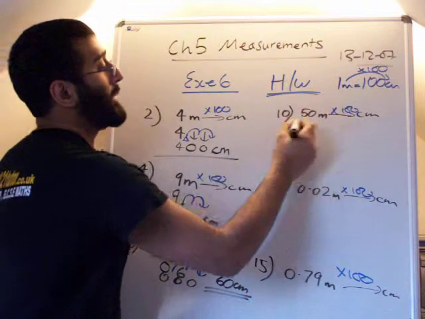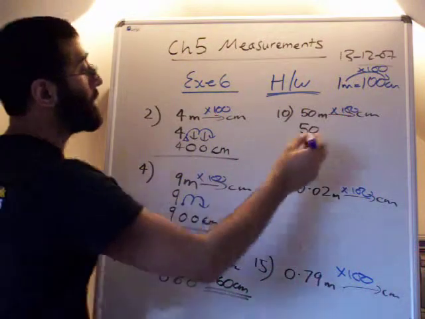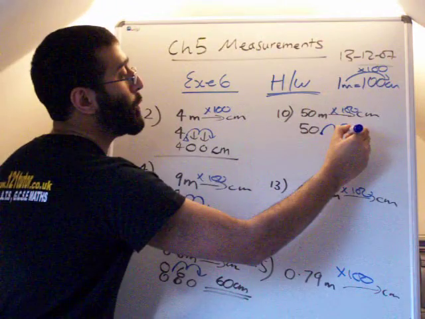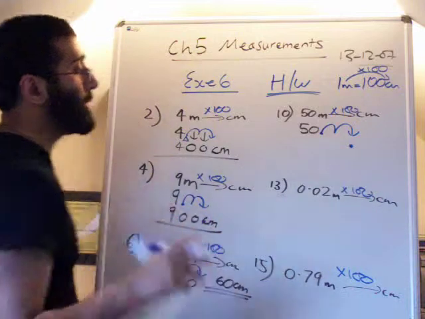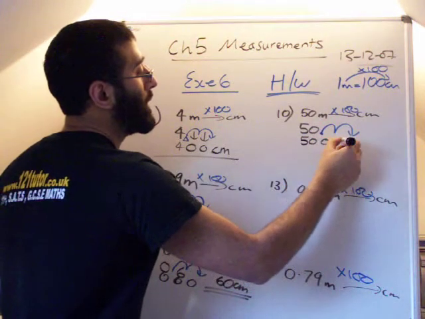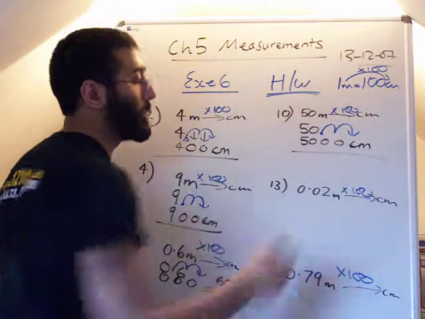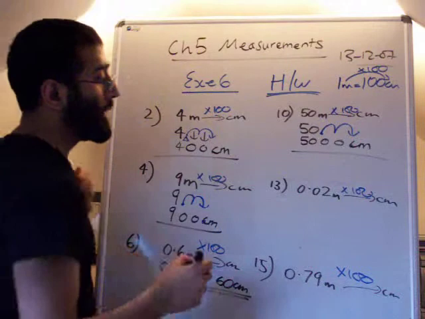50 meters, change into centimeters. Copy the 50 down, put the decimal point at the end of this whole number, move it 1, 2 places to the right, drop the decimal point down. What do we get? We get 5,000 centimeters. The point at the end is not needed.